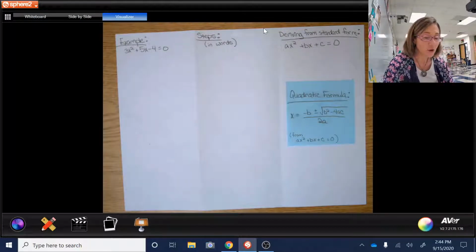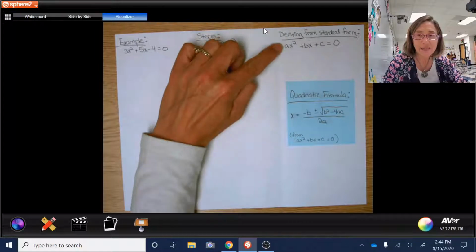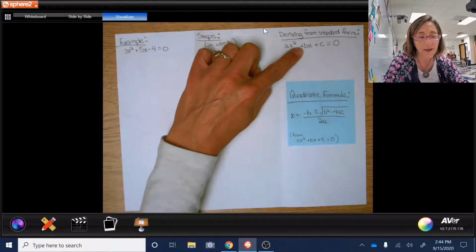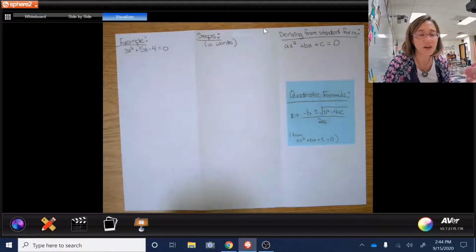Guys, today I'm going to show you where the quadratic formula comes from. So you already know the quadratic formula because here it is. You've used this already in Algebra 1, so a couple of years ago. And you know that it's based on standard form where a is the coefficient in front of your x squared, b is your coefficient in front of your x, c is your constant, and we have equals 0 at the end of our equation. We start with the 0 on one side of your equation.